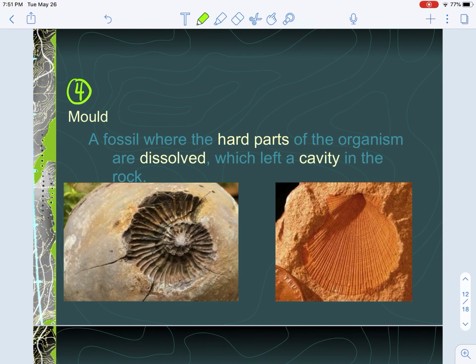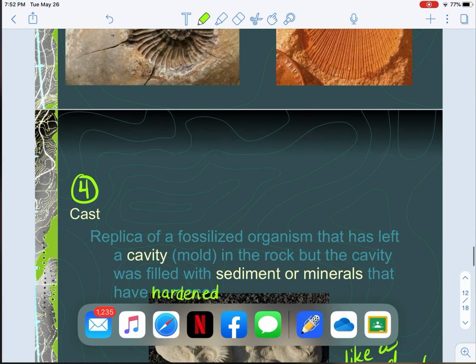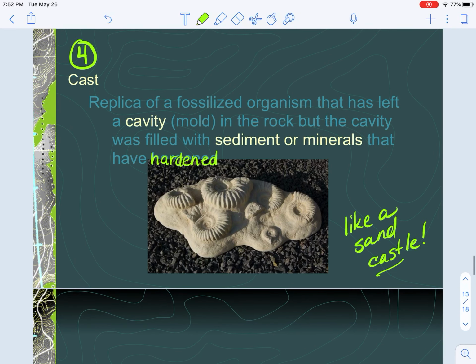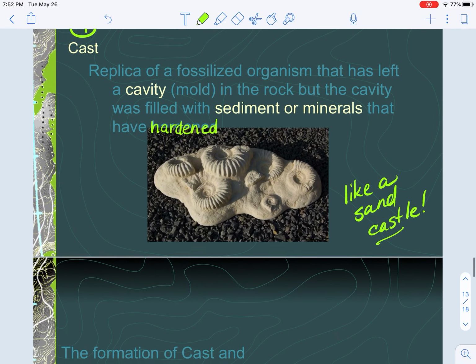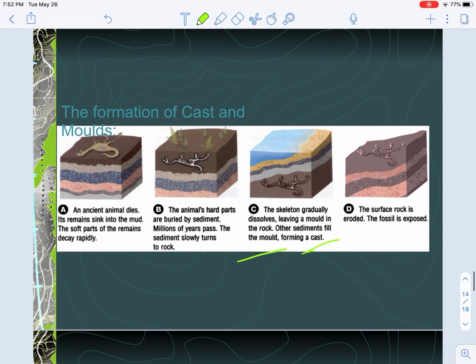Fourth one is a mold. And so this is where a cavity is left after all the hard parts have dissolved. And a cast is kind of opposite. A cast is kind of like making a sand castle, where you have the shape of that organism left. So those cavities were filled with sedimentary material, and you see the shape of them.